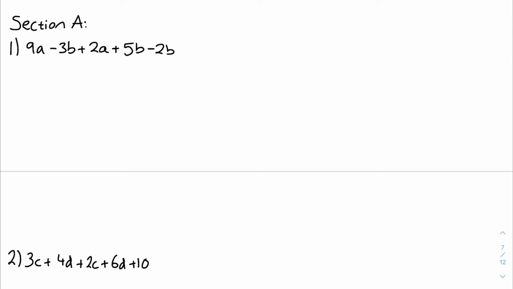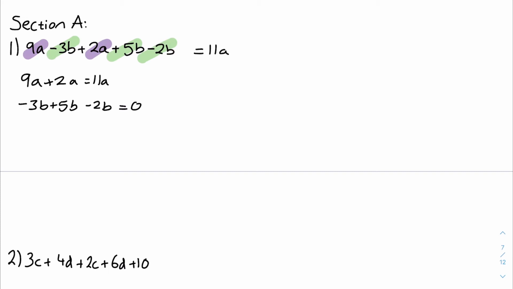So what we can do here is split it into our a terms and our b terms. Our a terms will show in purple, and our b terms in green. So we have 9a plus 2a, which is 11a. We then have minus 3b plus 5b minus 2b. Minus 3b plus 5b is going to be 2b, and 2b take away 2b will just be 0. So we'll be left with 11a for a simplified expression.